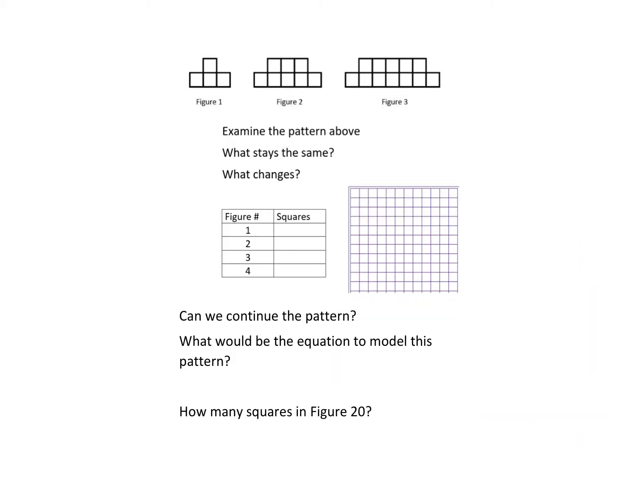Okay, here's another pattern. So the original picture has 4 squares. So here's the original 4. 1, 2, oops, not that one. 1, 2, 3. There's the original 4. And I'll draw them in this one too. There's the original 4. So that's what's staying the same. So the blue squares stay the same. There are 4.